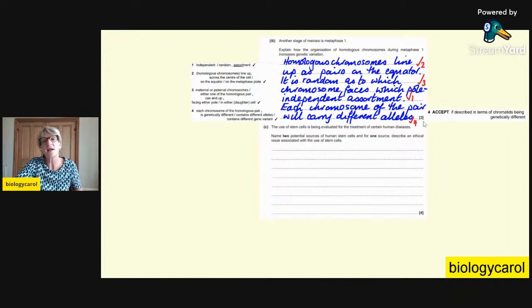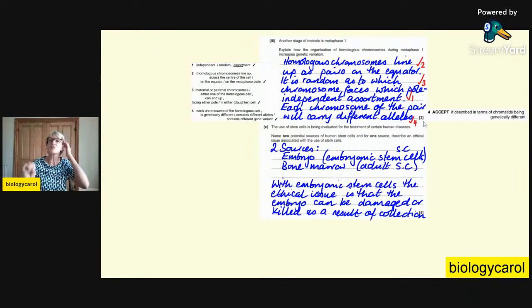Use of stem cells is being evaluated for the treatment of certain human diseases. Name 2 potential sources of human stem cells, and for one source, describe an ethical issue associated with the use of the stem cells. So here I am sorting out and arranging my answer.